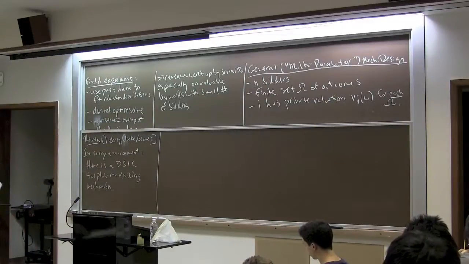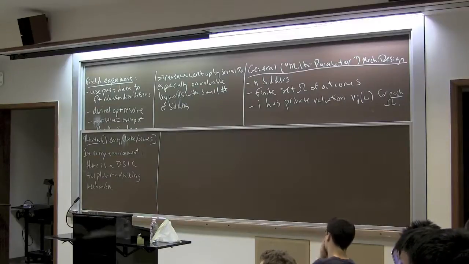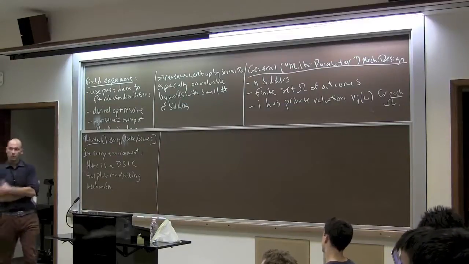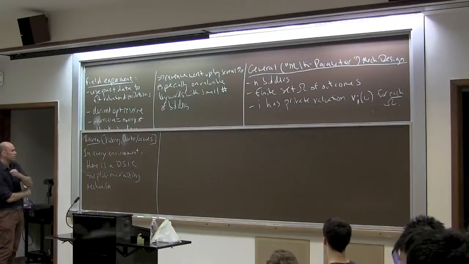We already know the special case of this result for single parameter environments. You'll recall we had this exercise showing that the surplus maximizing allocation rule is monotone, and then we had Myerson's lemma saying we can turn that into a DSIC mechanism. But this general result we don't know, because we have never before thought about multi-parameter environments.